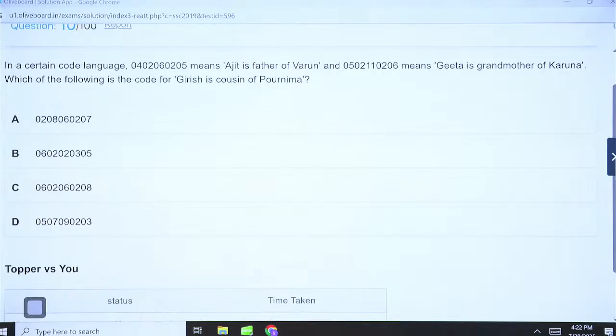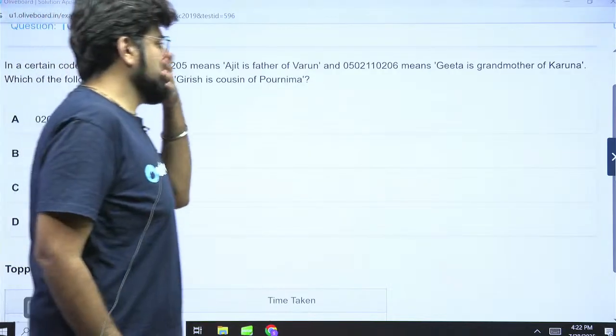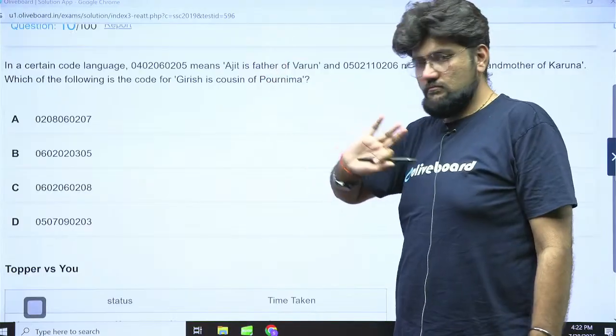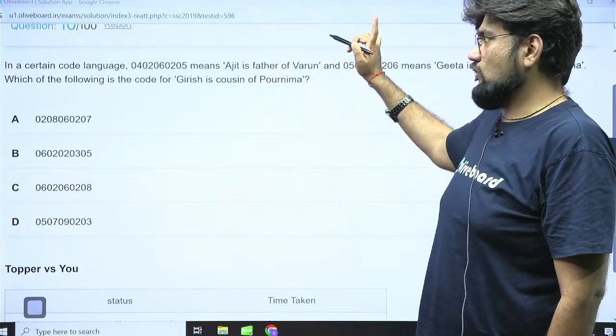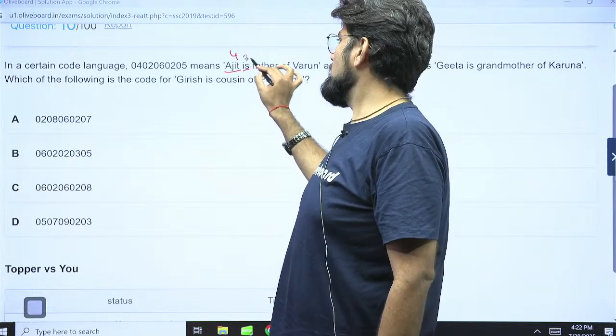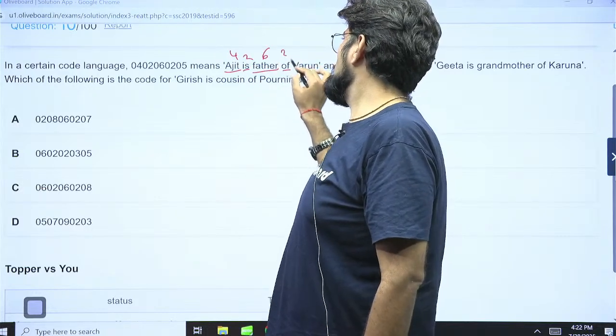Oh, simple. Now, lot of people will get confused here. They will think that this is a blood relation question probably. Nothing to do with blood relation. This is simple coding decoding question. How many letters here? 4 letters, 2 letters, 6 letters, 2 letters, 5 letters.